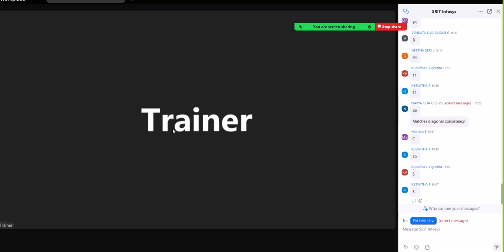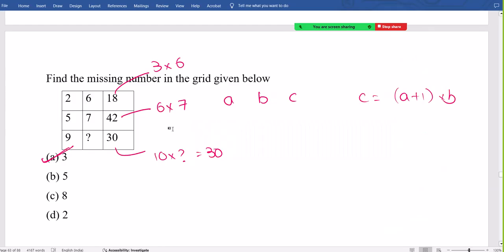Okay, Shweta, good. Vignita, check once. Is it 5 suitable for every row or every column? What are the logic you are thinking? Check once.